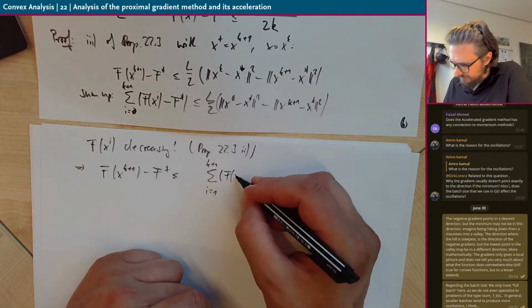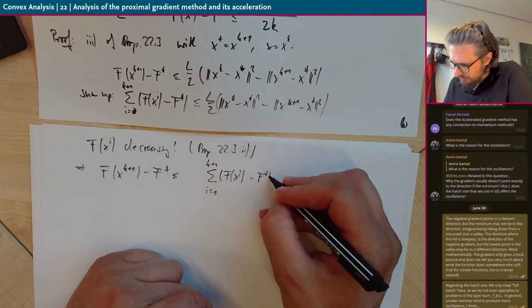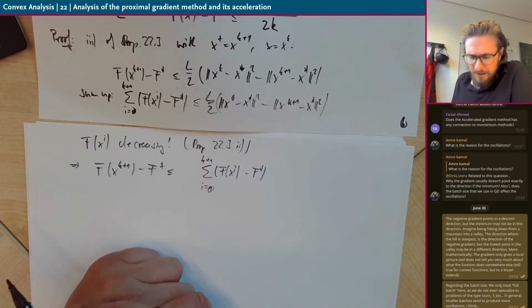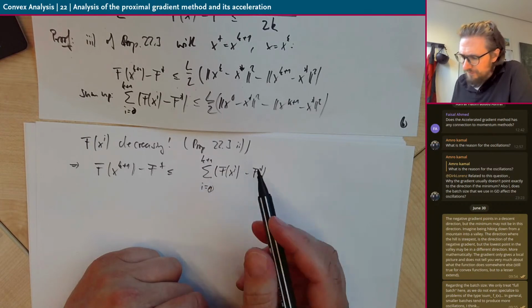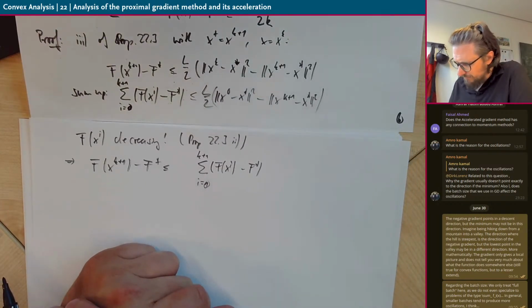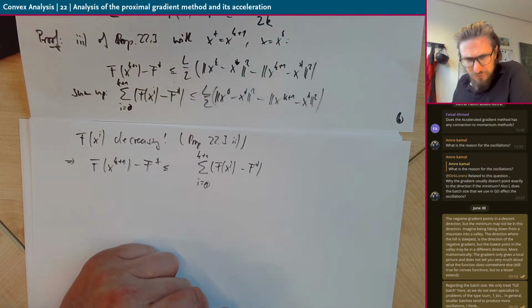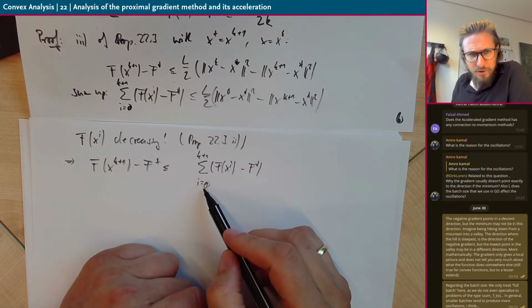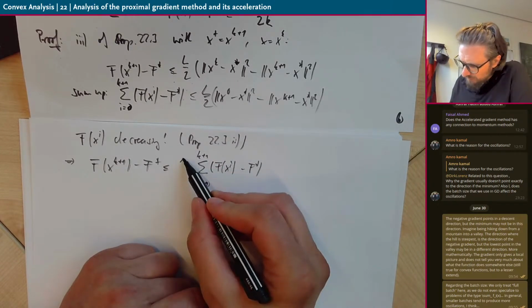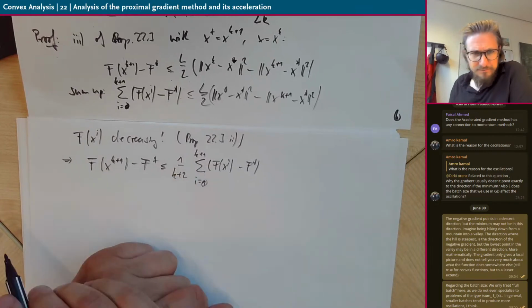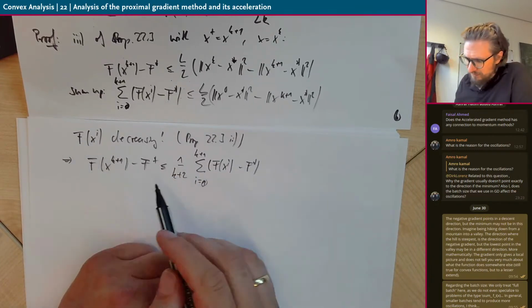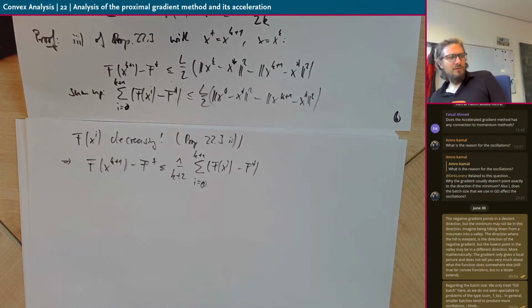Times f of xi minus f star. So from 0, the number of summands here is actually, now I'm confused, it's k plus 2, right? So we have 0 from 1 to k plus 1, so it's 1 over k plus 2 actually. So this is the smallest, and so the sum is larger than the smallest times the number of summands.